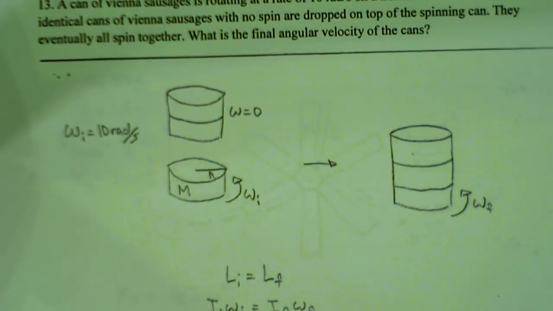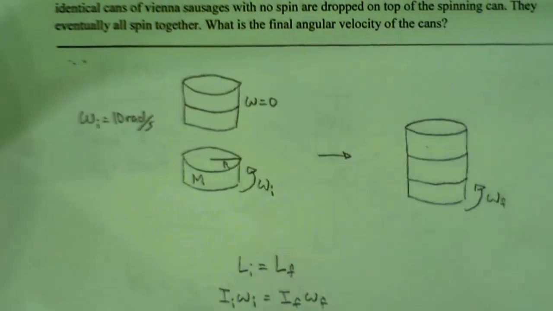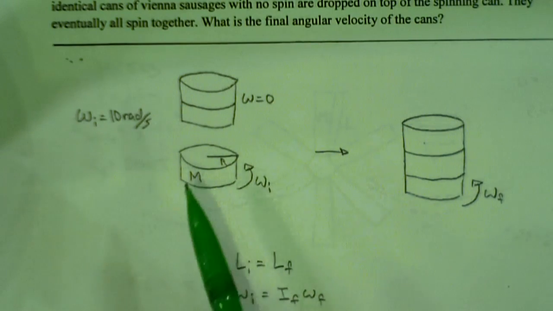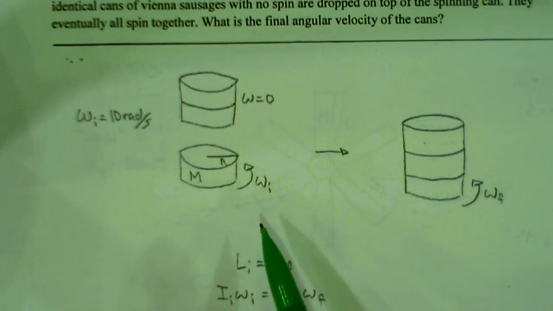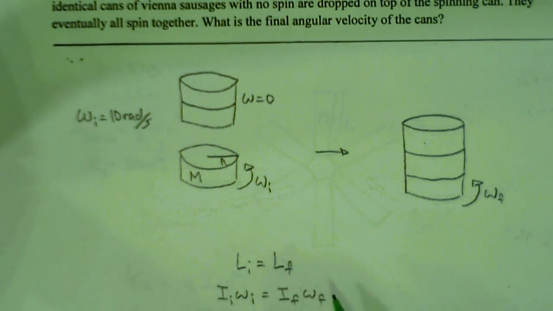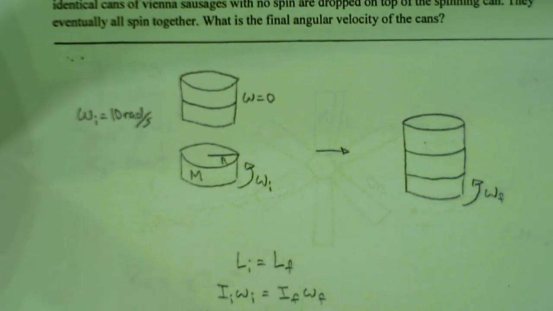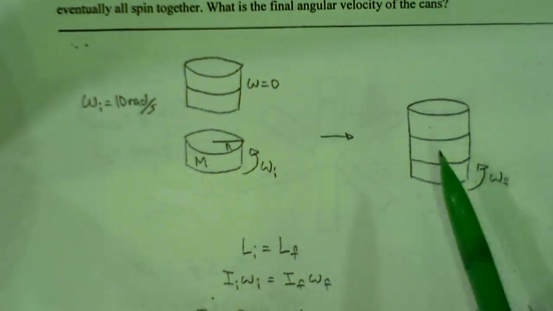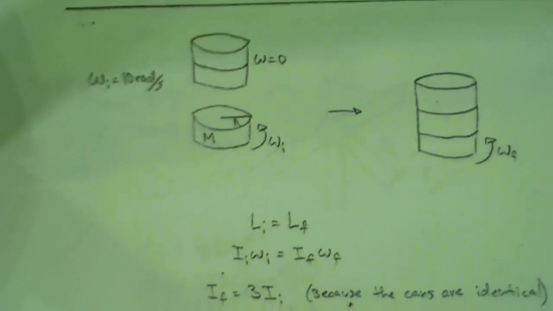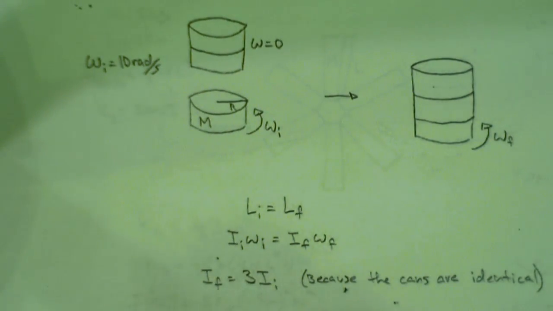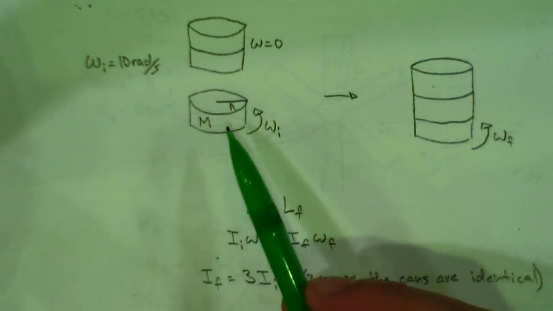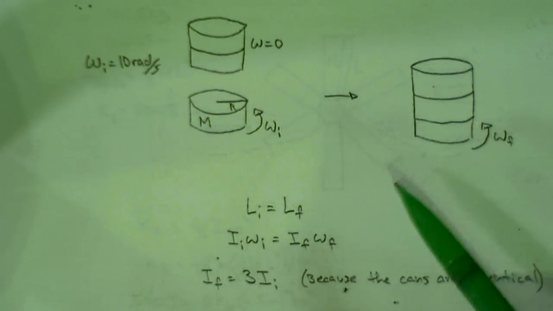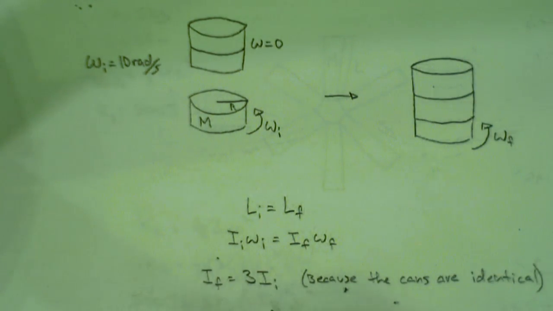So again, we're going to use conservation of angular momentum. So the initial angular momentum has to equal the final. Now initially, all we have is this spinning. So we're going to call that I initial times omega initial. And then for final, we have I final, omega final. Now because they're identical, there's a relationship between the I final and the I initial. So I final is just going to be 3 times I initial, because initially we only have 1 can. In the end, we have 3 cans that are all the same, right? So we just multiply by 3.